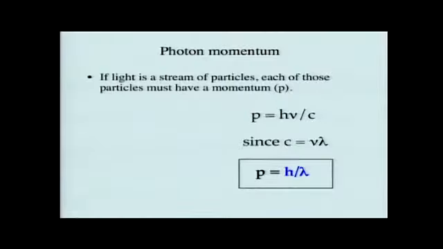So it's neat to think about something that has no mass but that actually does have a momentum. And the relationship that he put forth is that the momentum is equal to Planck's constant times nu divided by the speed of light, or it's often more useful for us to think about it in terms of wavelength.